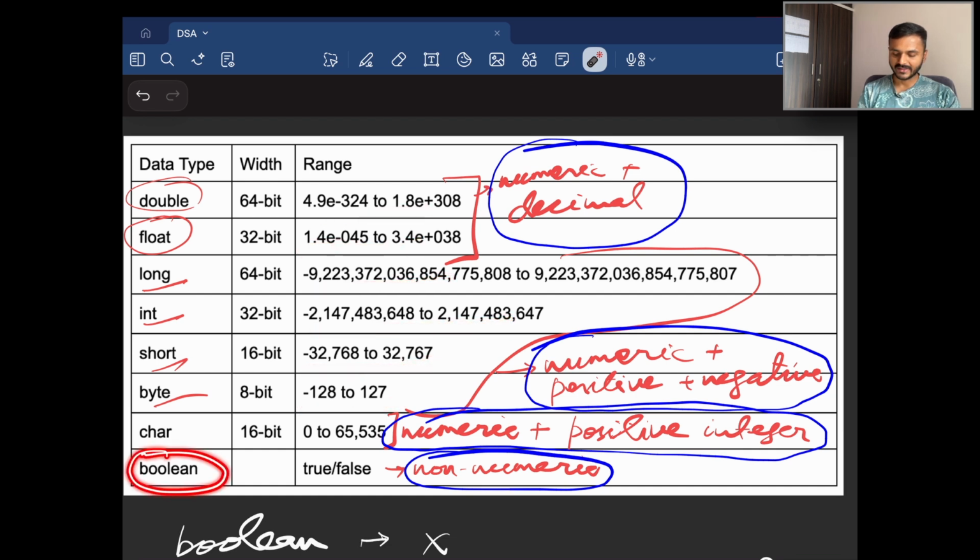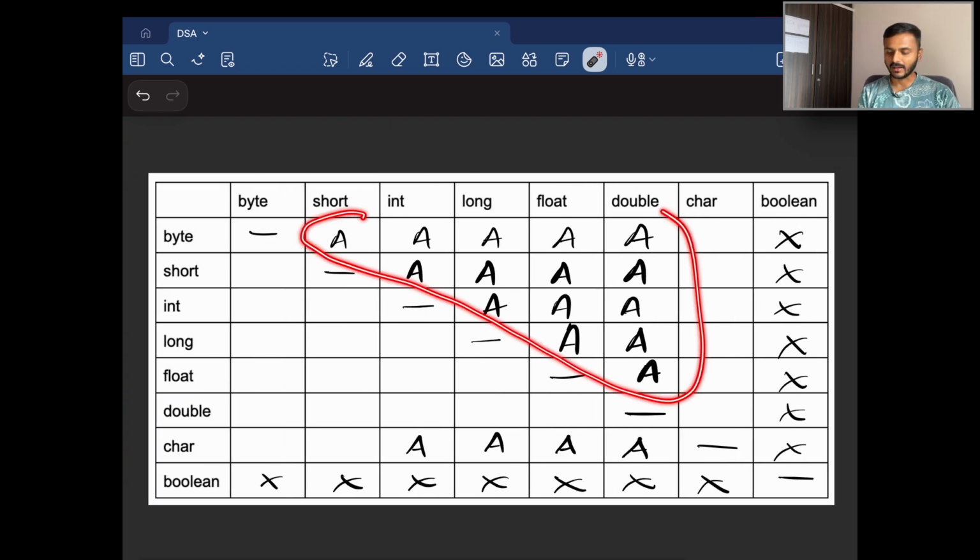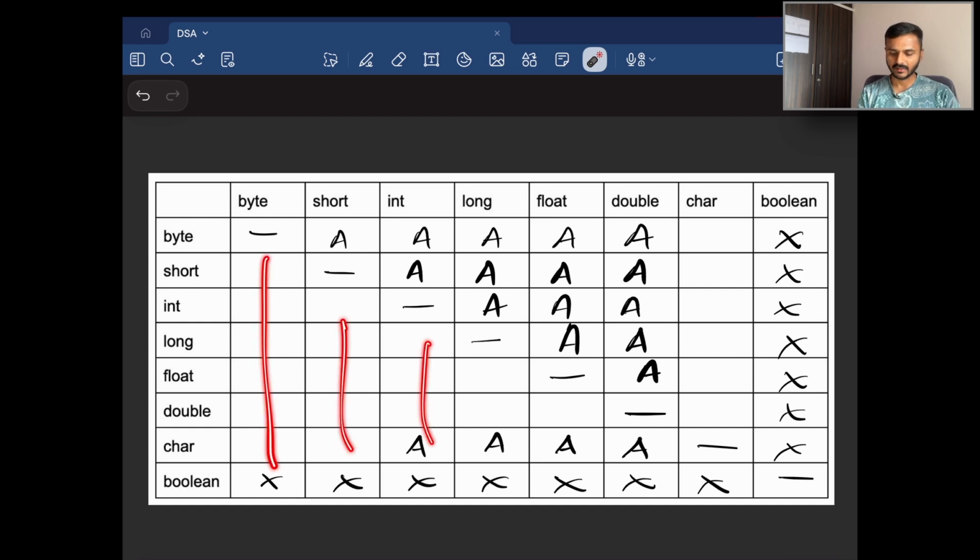With Boolean, it is pretty straightforward that Boolean will not be compatible with any of the data types that we have, and char is compatible with some and not compatible with others. Now, all of these pairs are the ones where automatic type conversion will take place. Now, the next question that arises is, what about these pairs? Well, over here, automatic type conversion won't take place, but we can still force type conversion.